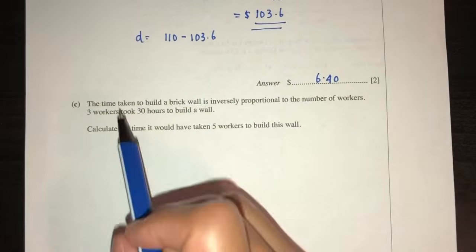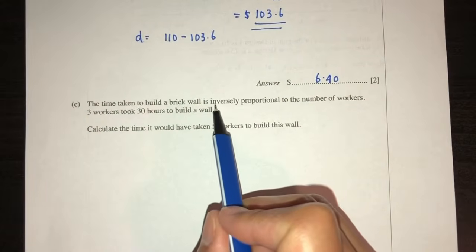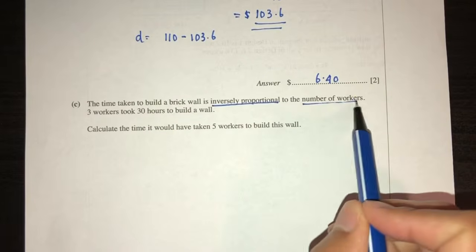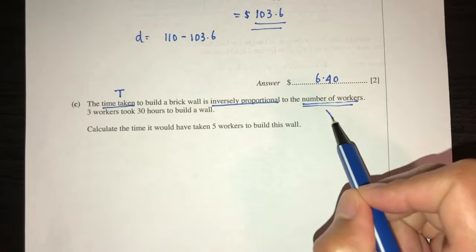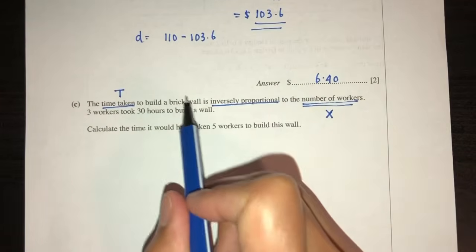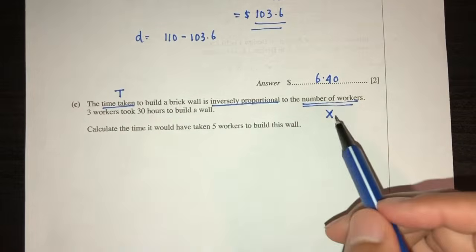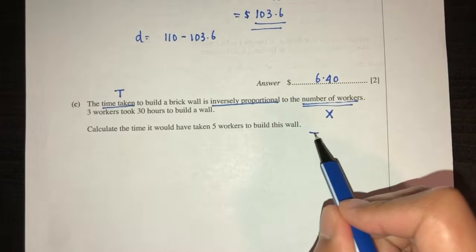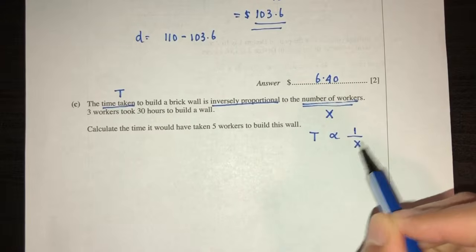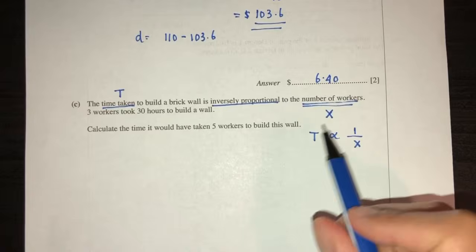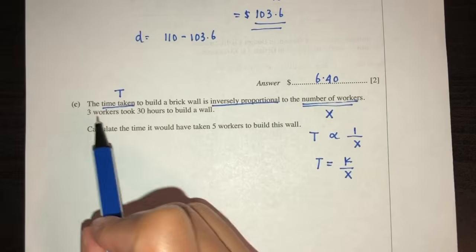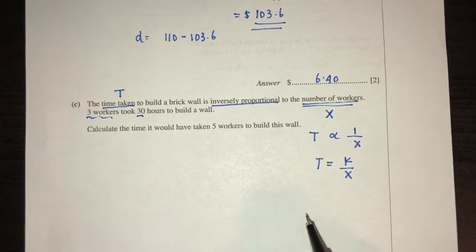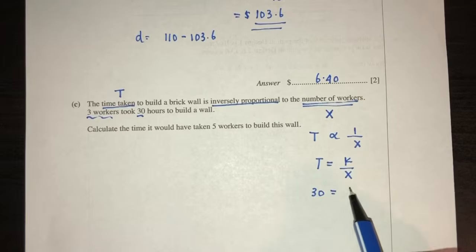Now for part C, the time taken to build a brick wall is inversely proportional to the number of workers. So let's call time taken T and number of workers X. How can we write the equation? The time taken is inversely proportional to the number of workers. Now this will give you the equation T equals K over X. Now 3 workers took 30 hours to build a wall, so time taken is 30 equals K over 3.